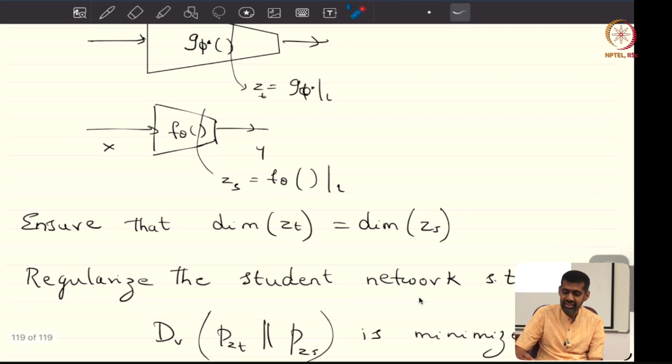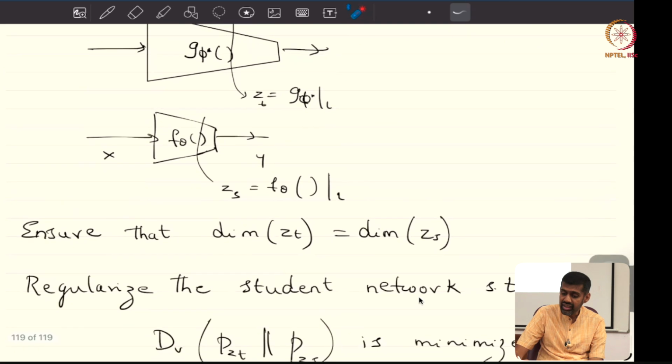Now, since neural networks are deterministic functions and x is a random variable, when you pass it through the neural network and tap the embedding at some layer, that also is a random variable which has a particular distribution, because it is a deterministic function of a random variable. zt has a distribution PZT, and zs will have a distribution PZS. While I train the student network, I am regularizing the distribution PZS to be the same as that of the distribution PZT.